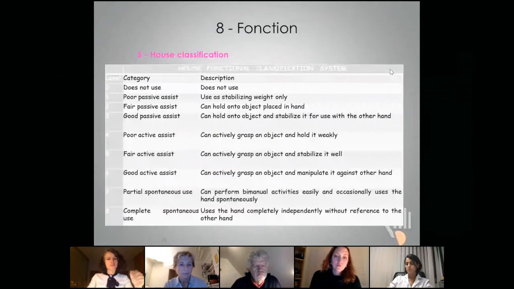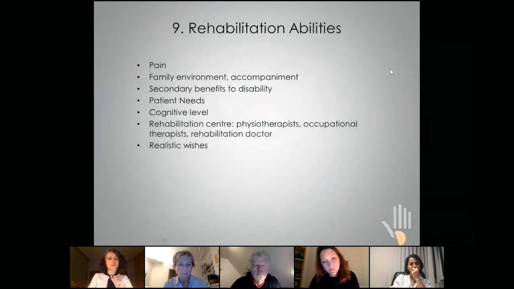This classification goes from 0 to 8, and 0 is absolutely no use of the upper limb, and 8 is a spontaneous, normal use of the two hands independently, one to the other. This gives a very quick idea. Then we check the rehabilitation abilities of the patient.